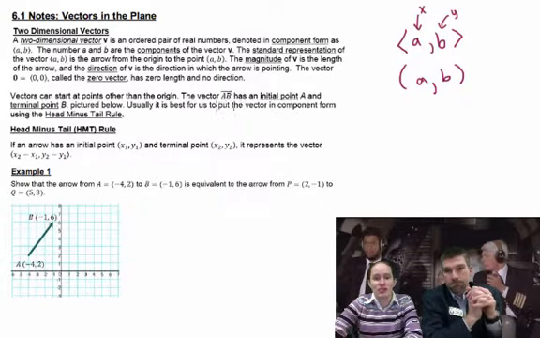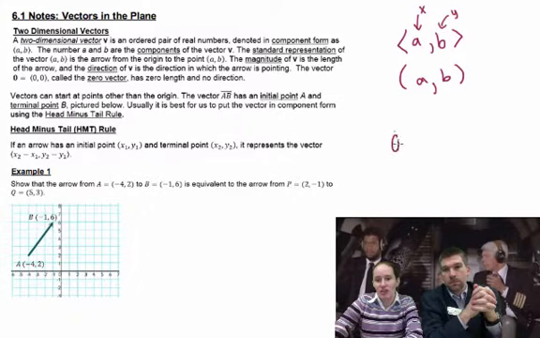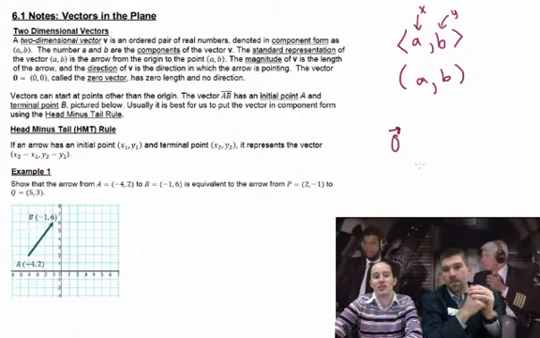The standard representation of the vector AB is the arrow from the origin to the point AB. The magnitude of v is the length of the arrow, and the direction of v is the direction in which the arrow is pointing. The vector 0, which is bold, is the zero vector. Anytime you see something bold, they're talking about a vector. Since it's hard to write bold, the other way is to put a little arrow line over it. We won't deal a whole lot with the zero vector, but it comes up now and then.